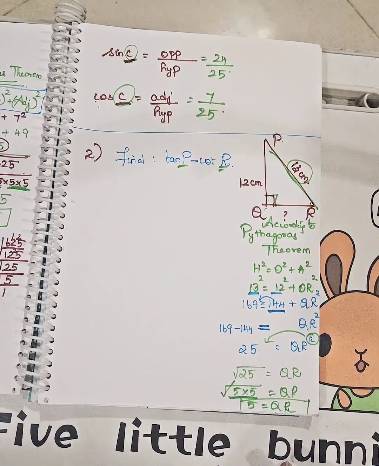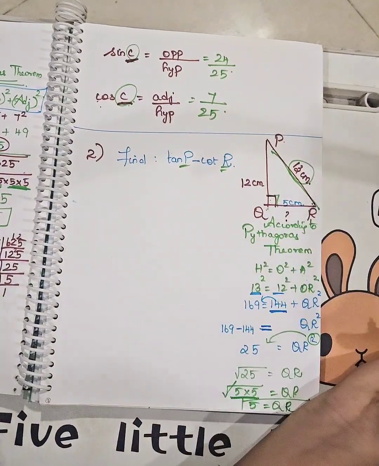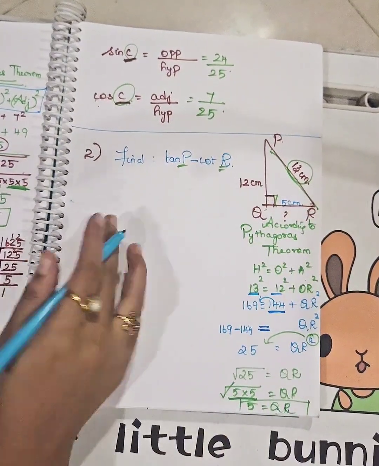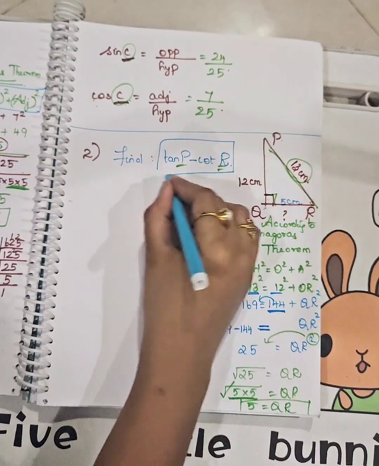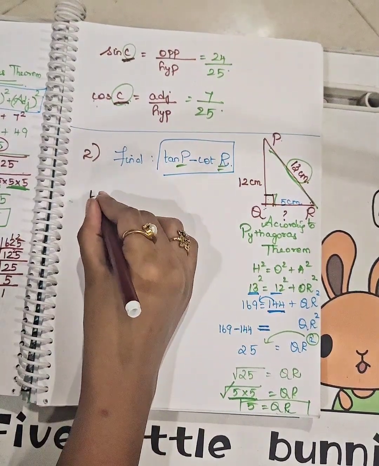Now we have found the value of QR. The other unknown side which they have not given, we have found it. So what is the answer for this? 5 centimeter. Now let's get back to the question. What is the question? Tan P minus cot R, right? So let us find these two values.